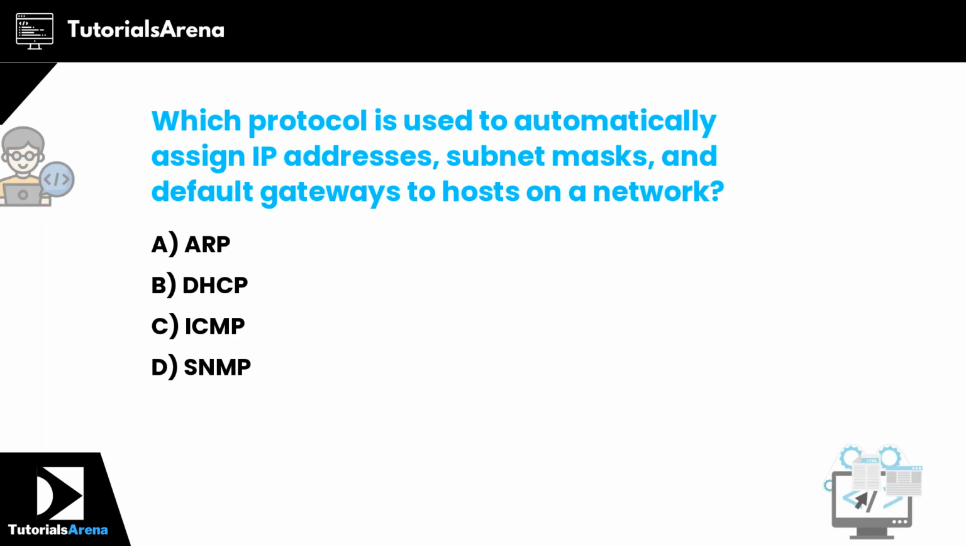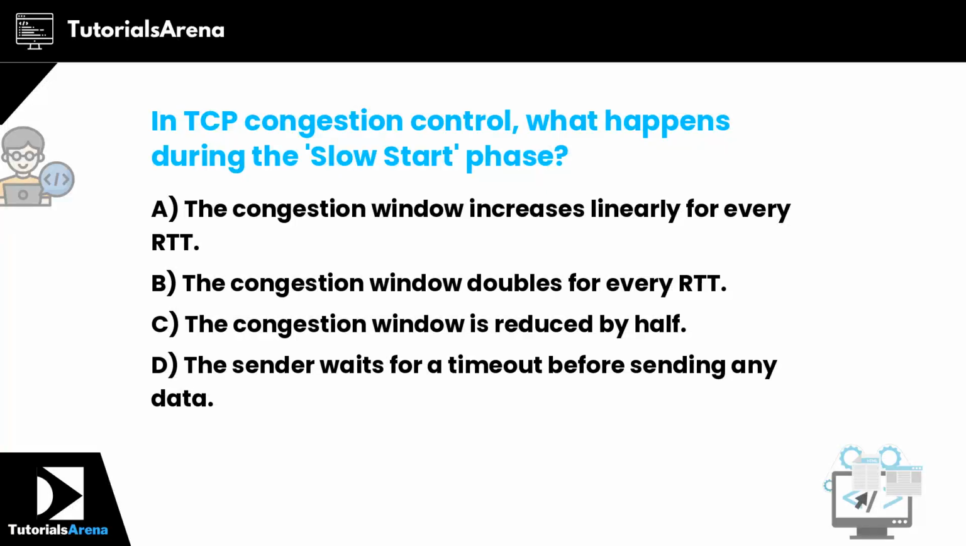Which protocol is used to automatically assign IP addresses, subnet masks, and default gateways to hosts on a network? The correct answer is option B, DHCP. In TCP congestion control, what happens during the slow start phase? The correct answer is option B. The congestion window doubles for every RTT.